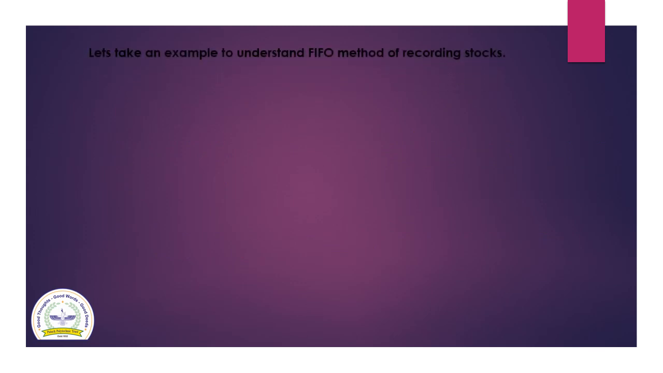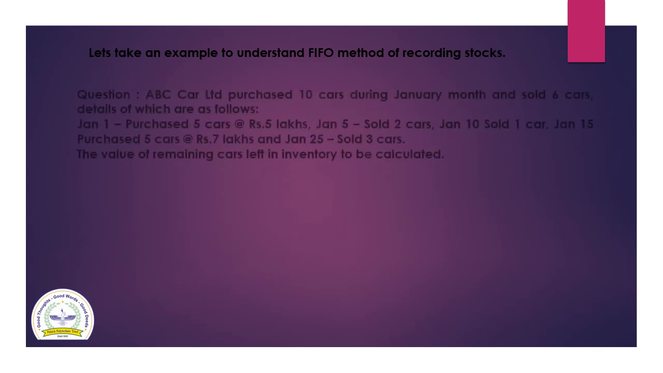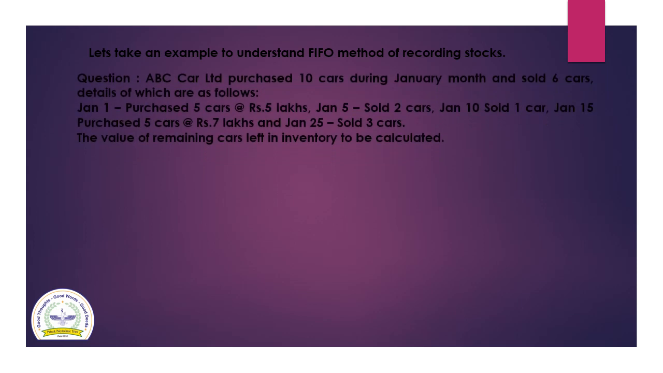Moving ahead, let's see an example to understand the FIFO method of recording stocks. The question is given: ABC Car Limited purchased 10 cars during January month and sold 6 cars, details of which are as follows. Jan 1st purchased 5 cars at 5 lakh rupees each. Then on 5th Jan they sold 2 cars. On 10th Jan they sold 1 car. On 15th Jan purchased 5 more cars of 7 lakhs each. And on 25th of Jan they sold 3 cars. The value of remaining cars left in the inventory is to be calculated.